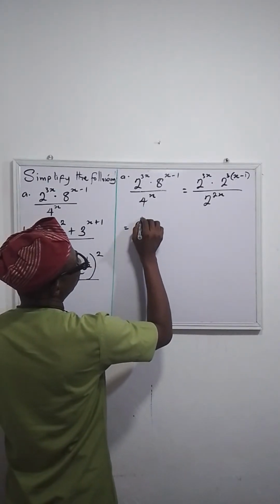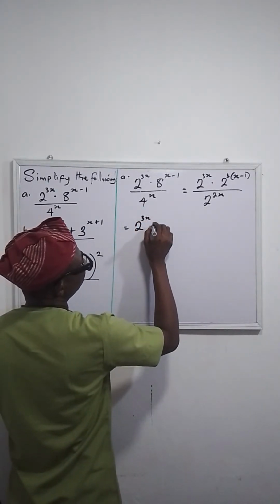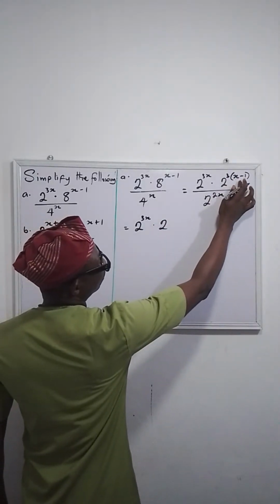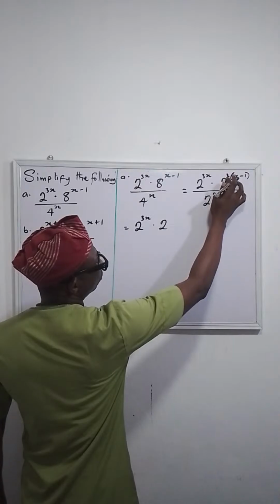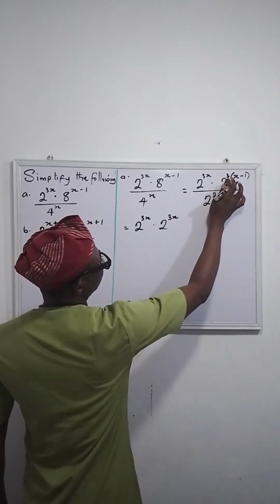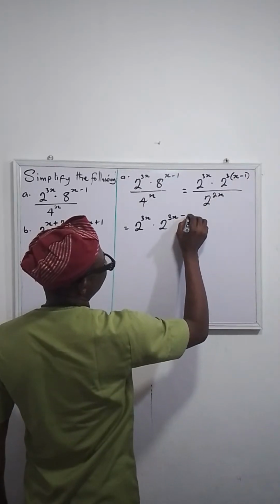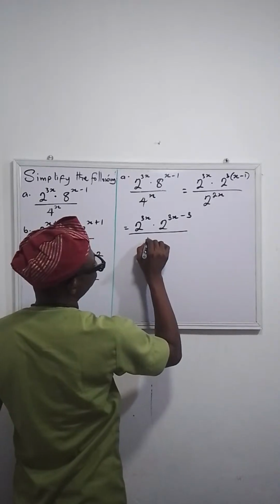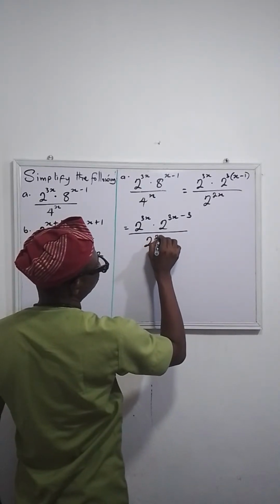Now this expression turns to 2 raised to the power of 3x times 2 raised to the power, so we use 3 to multiply each of the terms inside the bracket. So 3 times x, that is 3x. 3 times negative 1, we have negative 3. Everything all over 2 raised to the power of 2x.